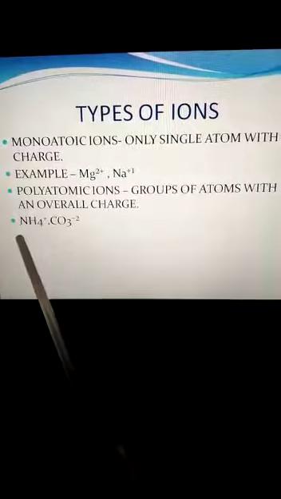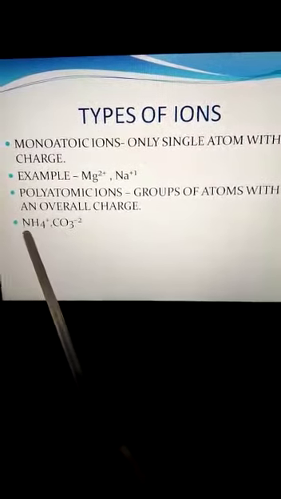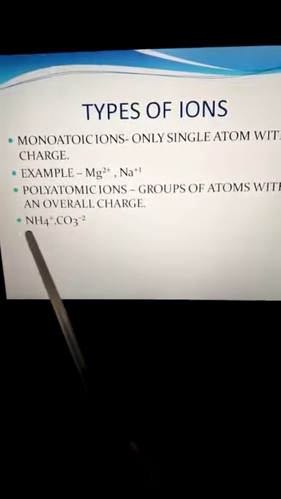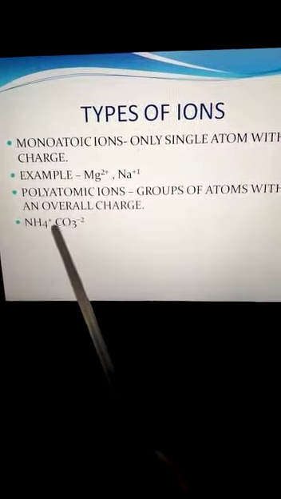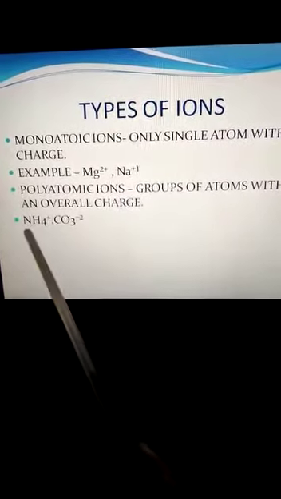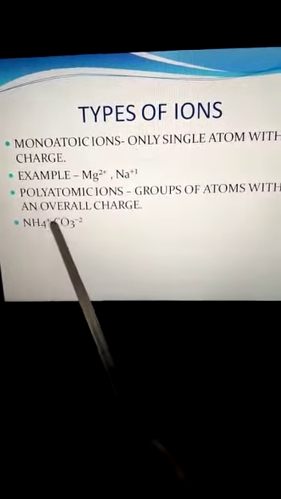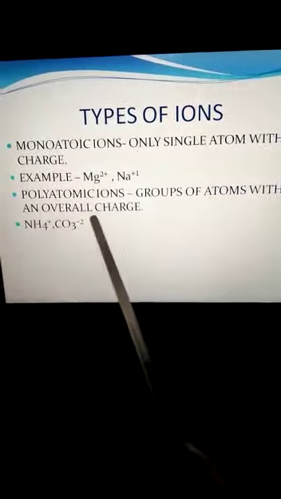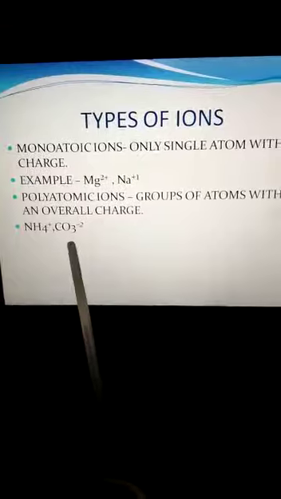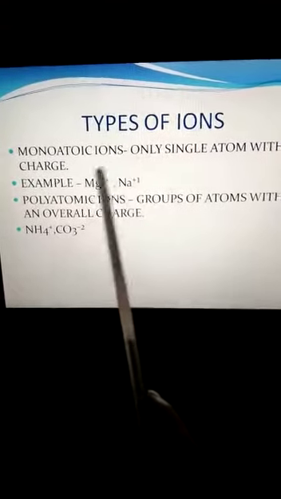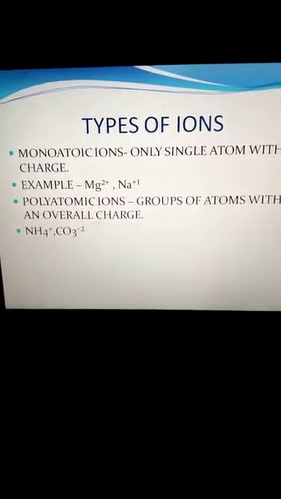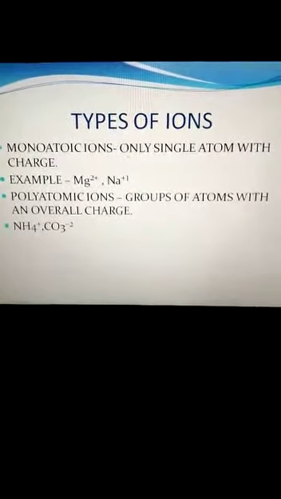Here you can see the example of the ammonium ion, NH4+, and carbonate, CO3 2-, having a charge of minus 2. These are groups of atoms having an overall positive or negative charge. These are known as radicals. Ions are only a single atom with charge, while a group of atoms with charge are known as radicals.